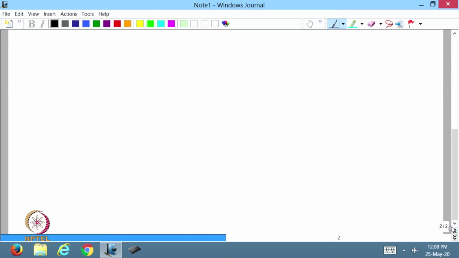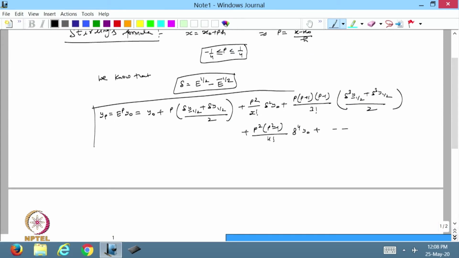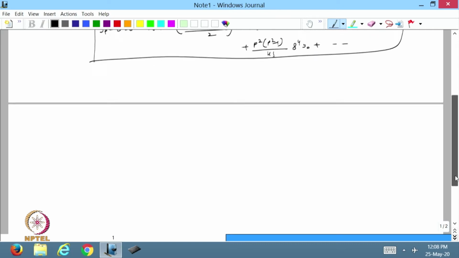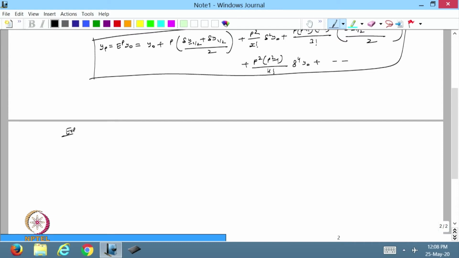So, this is the Stirling formula for approximating a value that is lying in between the difference table. So, let us do one example and it will be more clear. Suppose I start with this value of x given to me: 1, 1.2, 1.4, 1.6, 1.8 and 2.0.